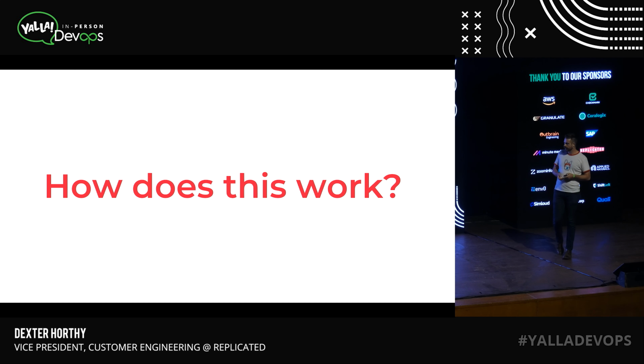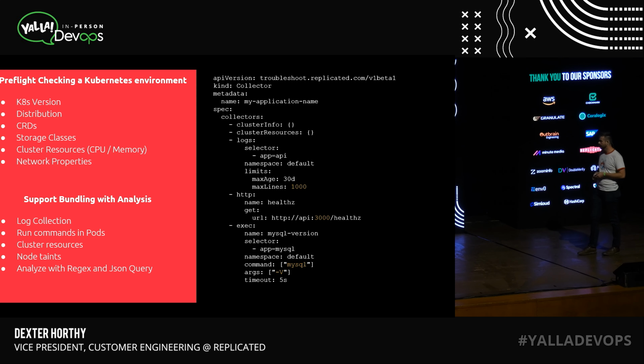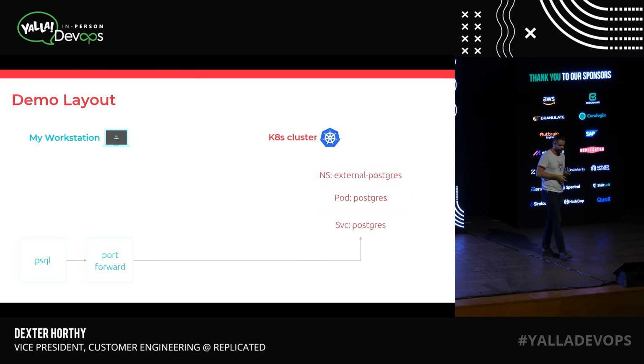And so basically, we're going to codify our runbook as a YAML file, and we can pre-flight check everything from the Kubernetes version to the distribution to cluster resources to network properties. And then after we've deployed, there's a support bundle feature which can pull logs and run analysis and look at either via regex of plain text or JSON query on Kubernetes data, show you what it is.